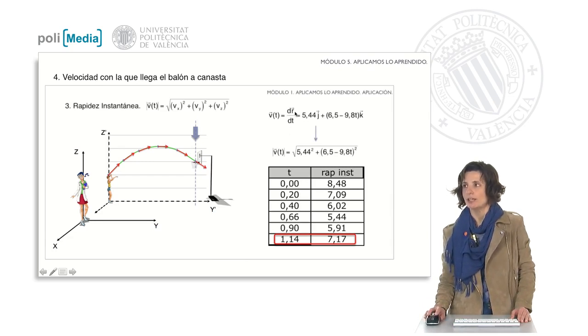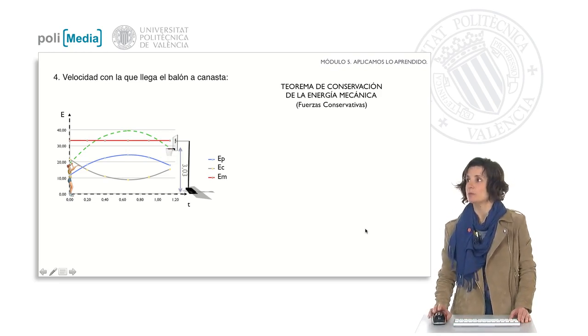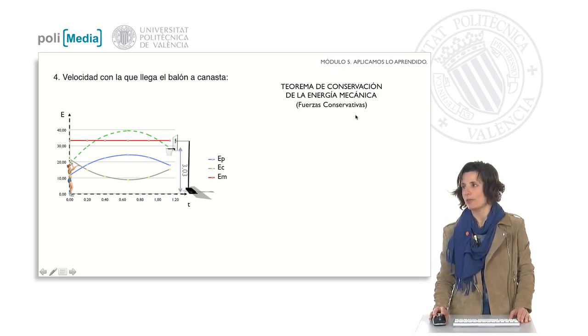As we said before, we derived the position vector with respect to time. We obtained the velocity vector. Then we calculated the module for each of the time instants. The instant in which the ball arrived at the basket was this one. Therefore, the velocity, the result, was 7.17 meters per second. This time we will obtain the same result by applying the theorem of conservation of mechanical energy.